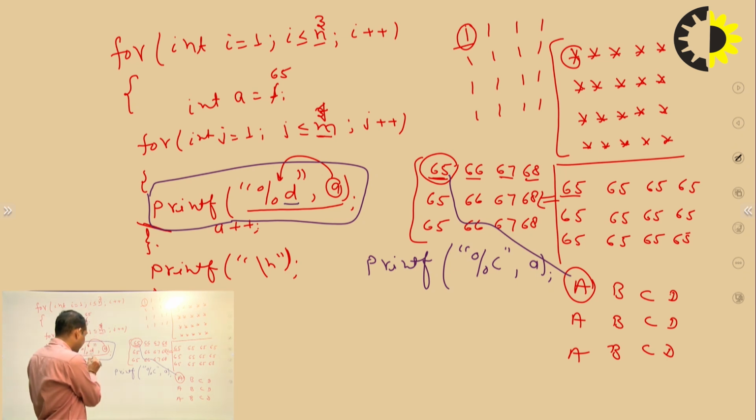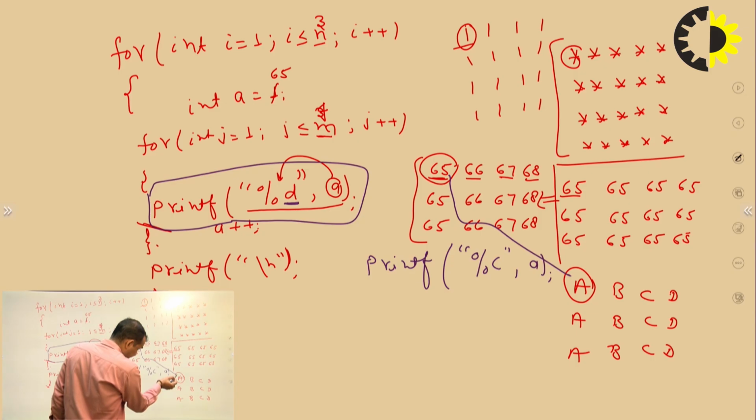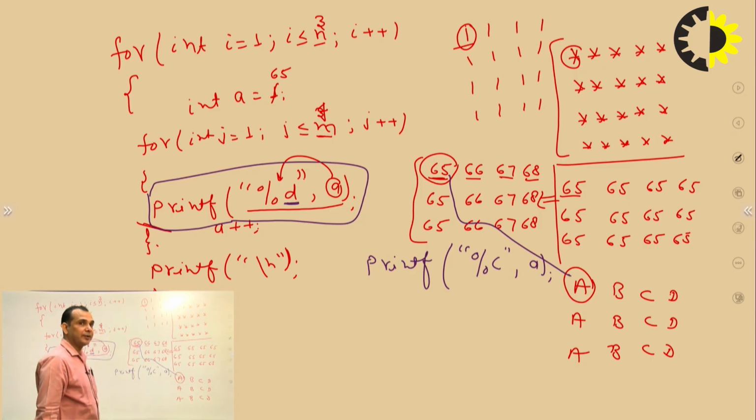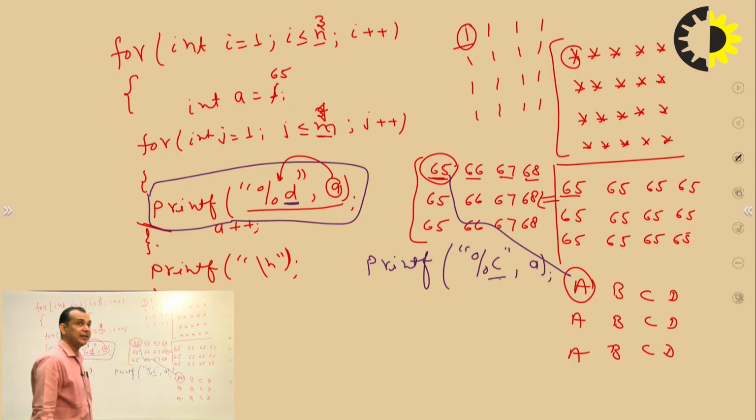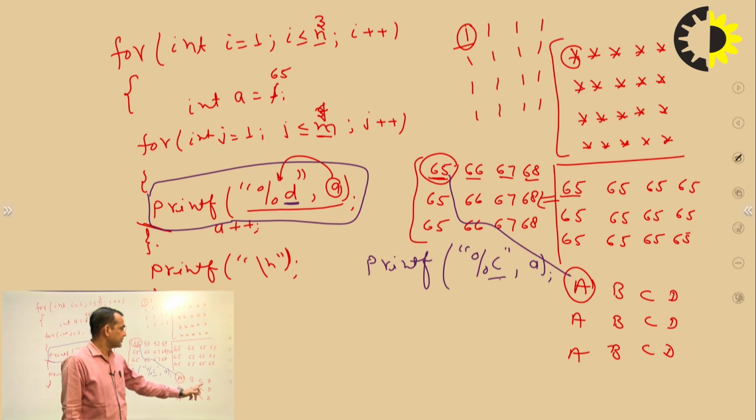First, if we print the value with percent d, it will give the answer of integer type. But we know capital A's ASCII value is 65. So instead of d, if we print with percent c, it will print the character value. And what is the character value of 65? That is A. What is the character value of 66? That is B. What is the character value of 67? That is C. And what is the character value of 68? That is D. So it will execute again and again.